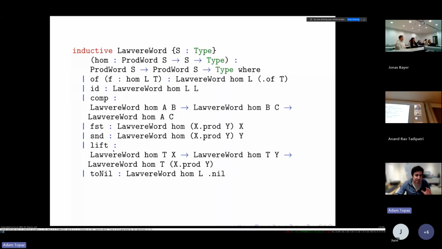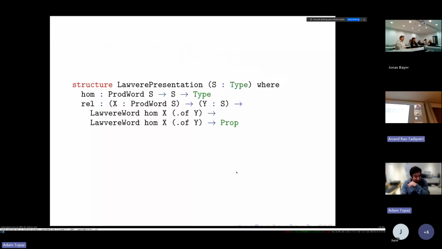In any case, I just wanted to quickly mention this type of Lawvere words because this is what you need to write down to formulate these relations. I'm running short on time, so let me not say too much about this. Essentially, it's a technical inductive type that you need to use to write down the notion of a relation in the Lawvere presentation. And then finally, this is what a Lawvere presentation is.